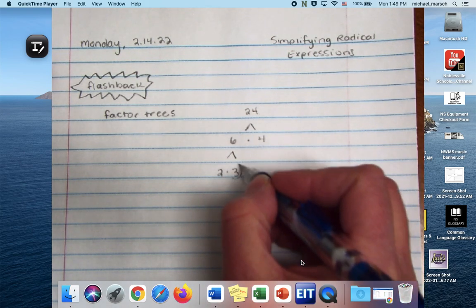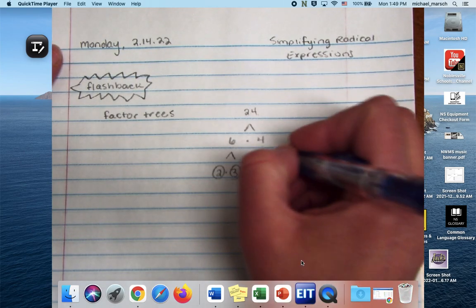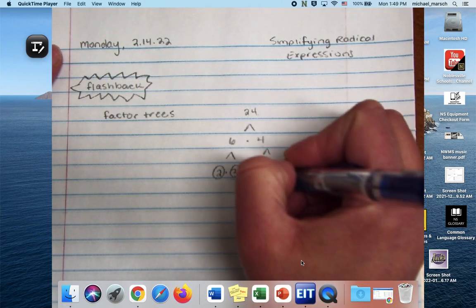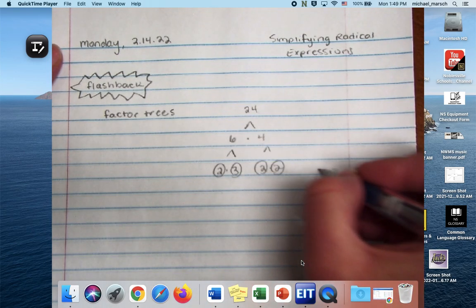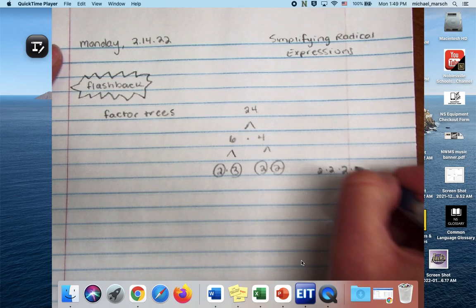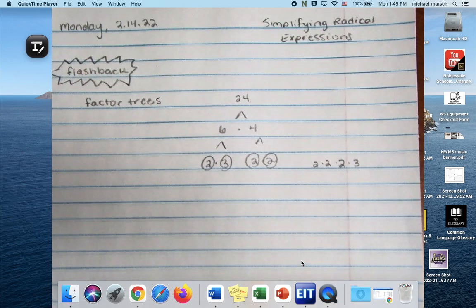And these are prime numbers, so I'm going to circle them so I know that I stop right there. We're not going to show factors with ones. That's not the point. And then to make 4, you do 2 times 2. So our prime factorization would be 2 times 2 times 2 times 3. And probably 2 to the 3rd. You could, but not for today's activity. Today I need you to stretch it all out, show all the numbers. Okay?